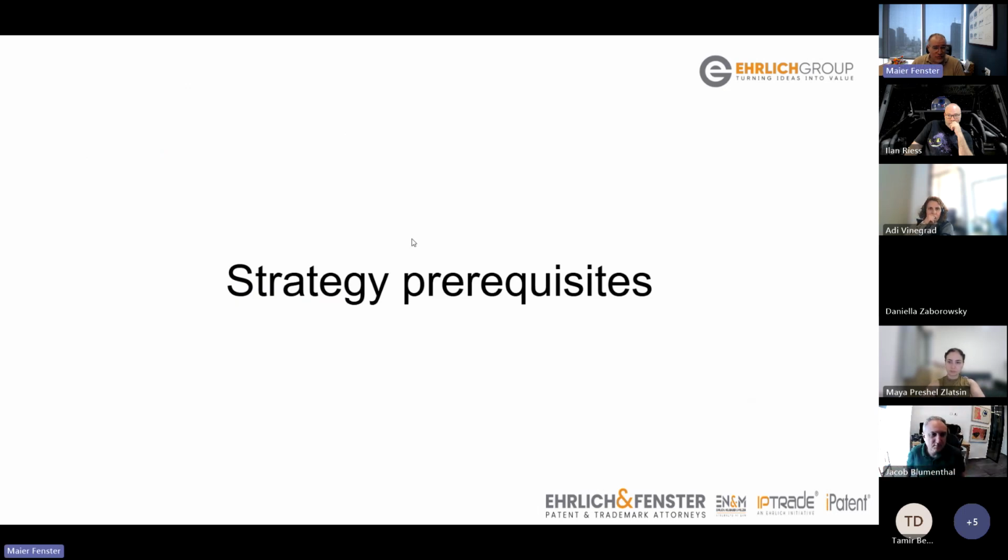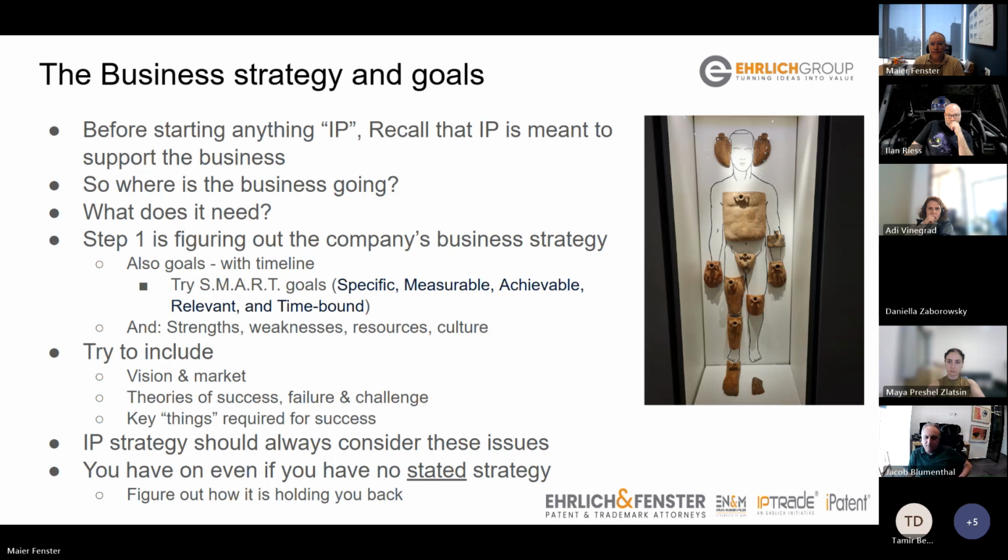Start with prerequisites. Well, the first thing you have to do is know what your business strategy is. Why? If the IP is meant to support the business, IP strategy, in order to be most effective, should be connected to the business strategy. I'm not going to talk about what a business strategy looks like, but you need to figure out what the business strategy is.